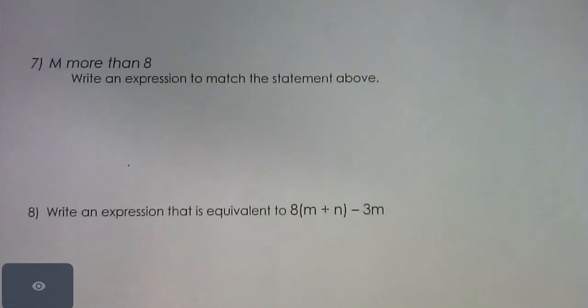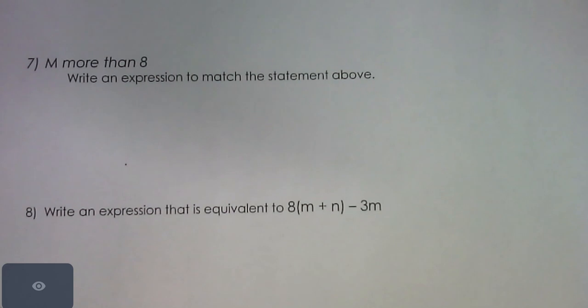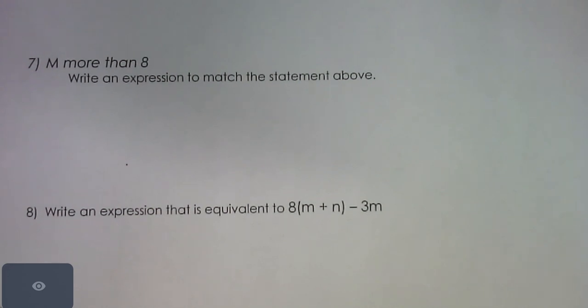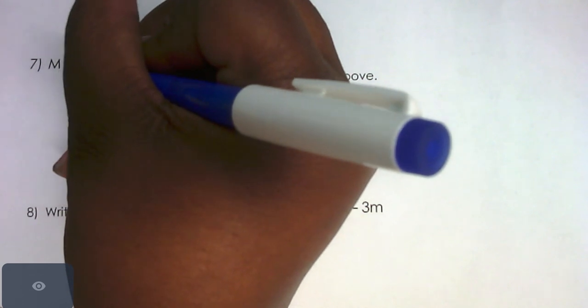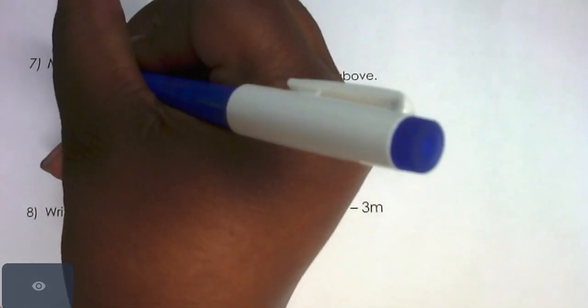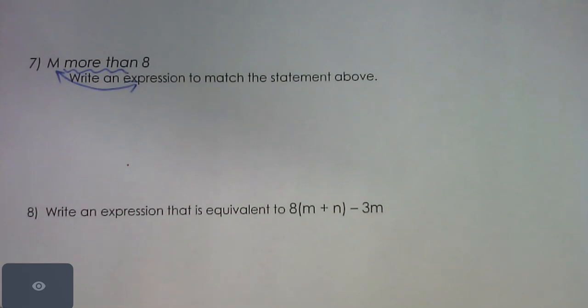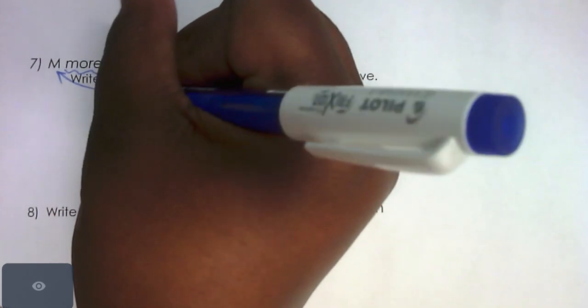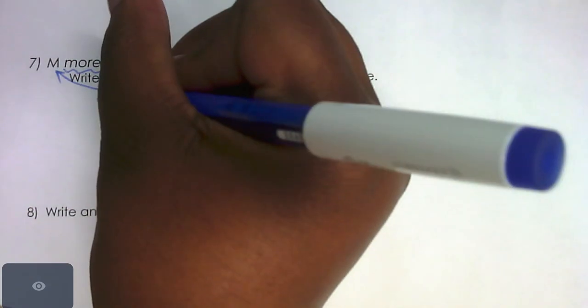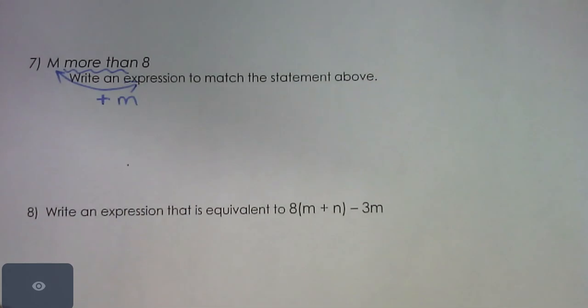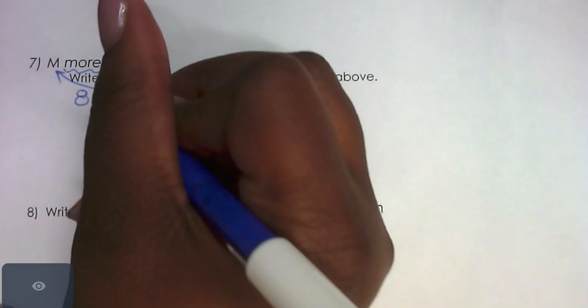Number 7, m more than 8. It says write an expression to match the statement above. We have another joker phrase, more than. And more than tells us that we are adding. But the m comes first, so we are switching it to over here. And m more than what? More than the original 8. So our answer is 8 plus m.